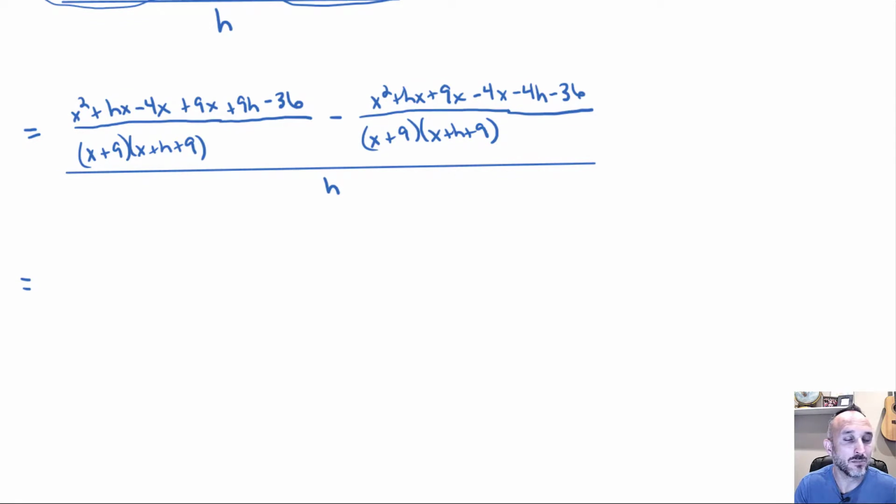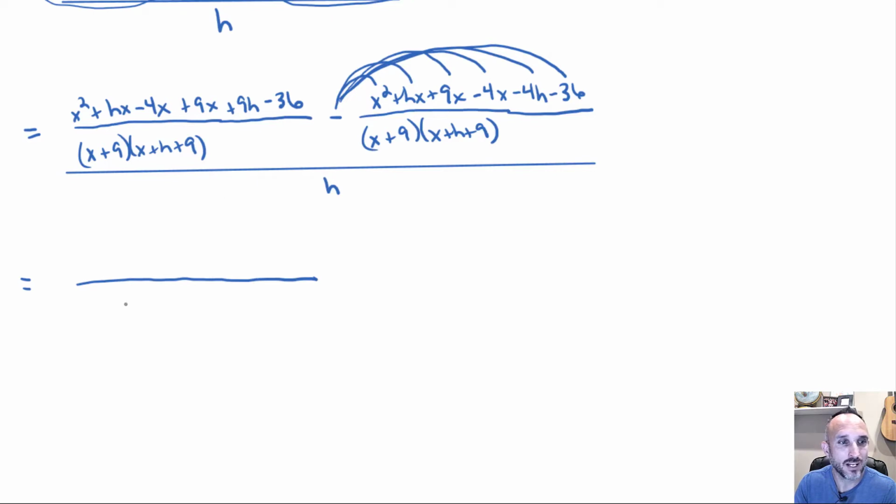Okay, now we have to combine numerators. This negative, as we know, is going to distribute because I have to subtract this entire numerator. So every term here is going to change signs. When I combine my two fractions on top, my common denominator is x plus 9 times x plus h plus 9. And I'm dividing by h, which is the same thing as multiplying by its reciprocal, 1 over h. So all that's left is, what do I get when I take this numerator minus this numerator? Okay, so we're going to do all that at once.